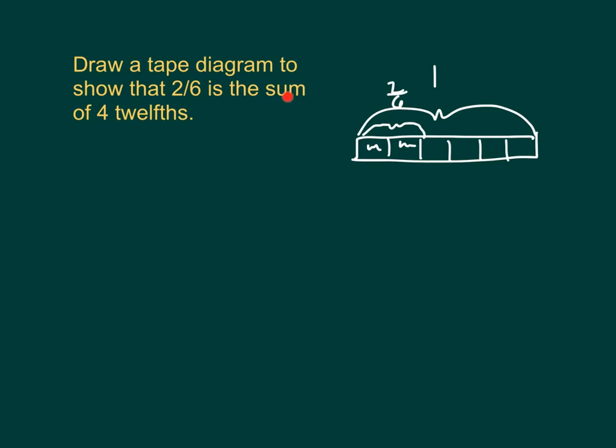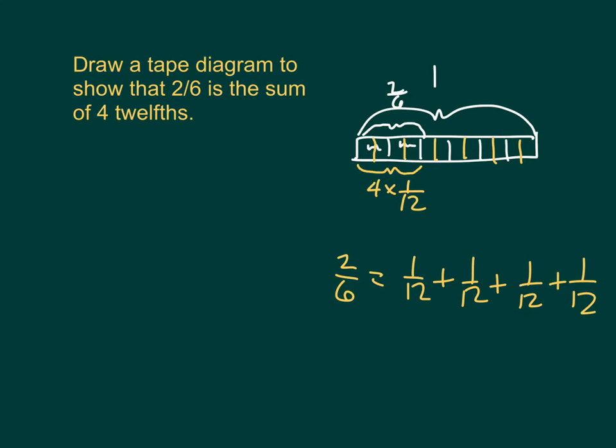Let's see. Is it the sum of 4 twelfths? How would I get my model into twelfths? Well, it's already in 6, so if I divide each of those in half, then I will have 12 parts. And from our model, we have this, which is the same amount, which is how many twelfths? 4 twelfths, or 4 times 1 twelfth. So 2 sixths does equal 1 twelfth plus 1 twelfth plus 1 twelfth plus 1 twelfth. 2 sixths does equal 4 times 1 twelfth.